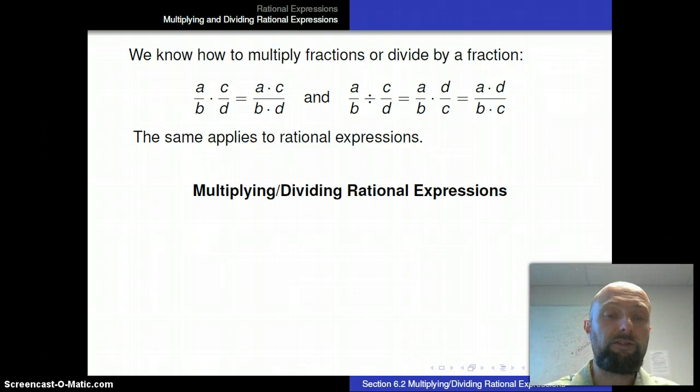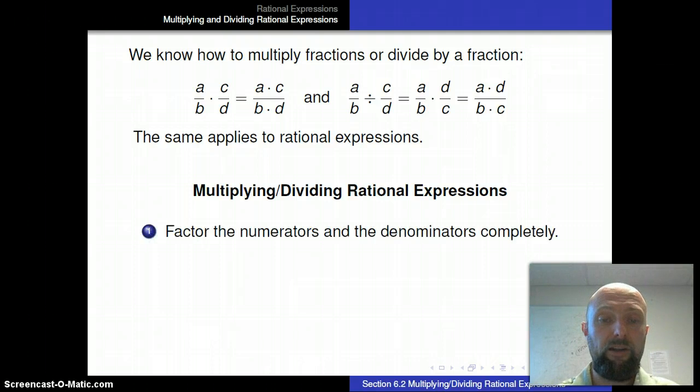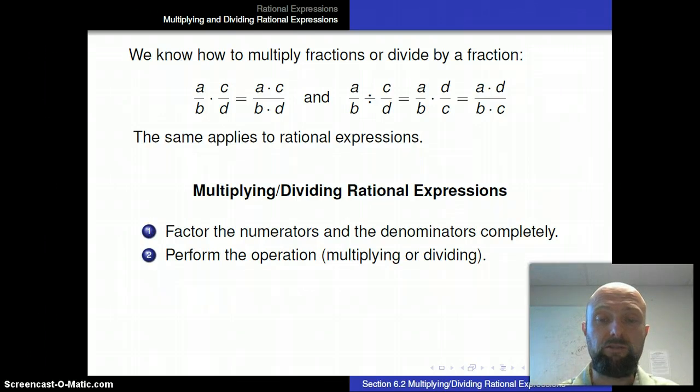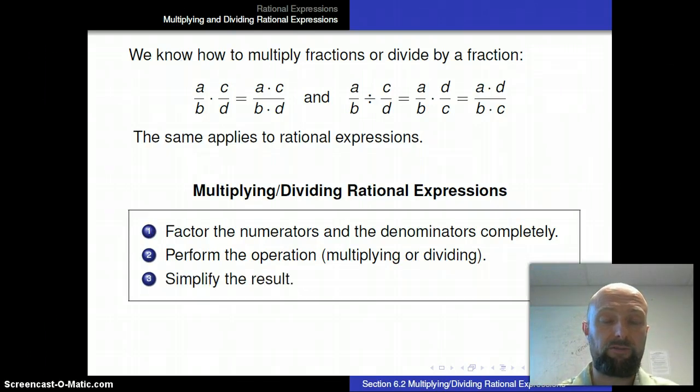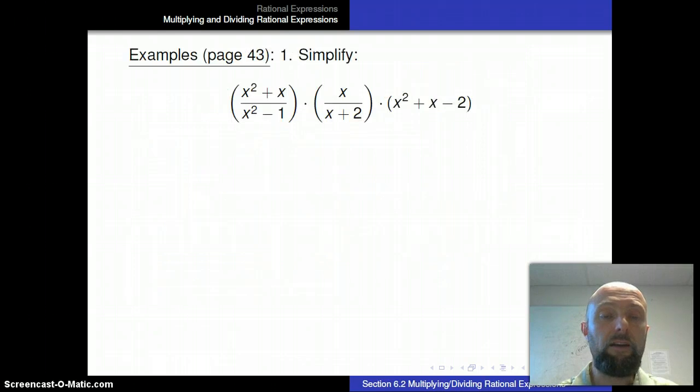So here's the strategy when we are multiplying or dividing rational expressions. Factor the numerators and the denominators completely. Perform the operation, multiplying or dividing, and simplify the result. Let us illustrate this with the examples on page 43. So question 1, simplify the following rational expressions.